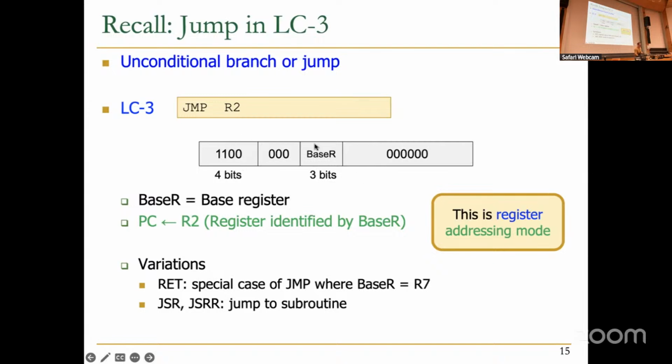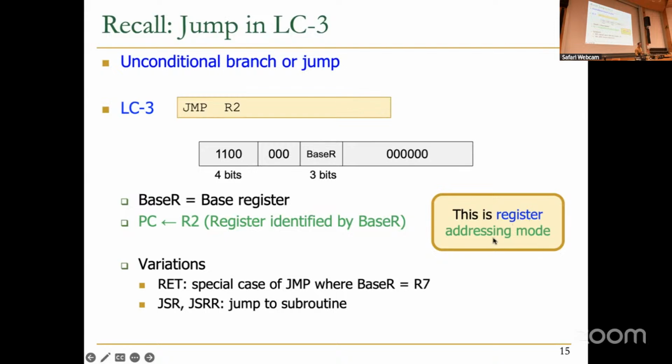And this is the base register. The rest are set to zeros, meaning that they don't matter for the purpose of this instruction. And the semantics of this instruction is to update the program counter with the value that's stored in register 2, the base register in this case.